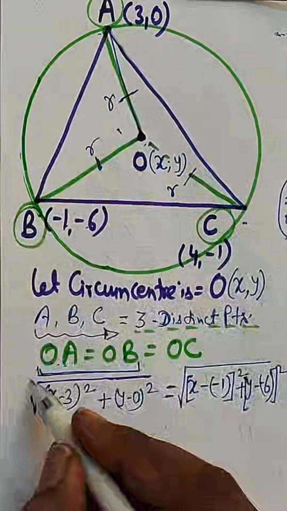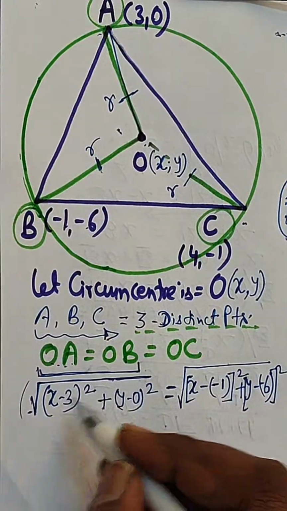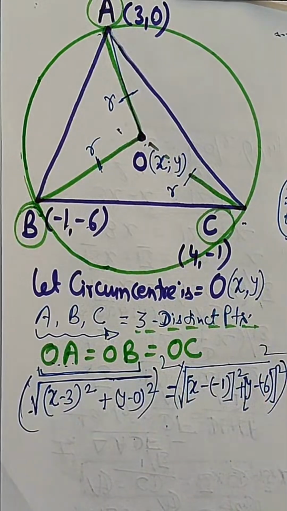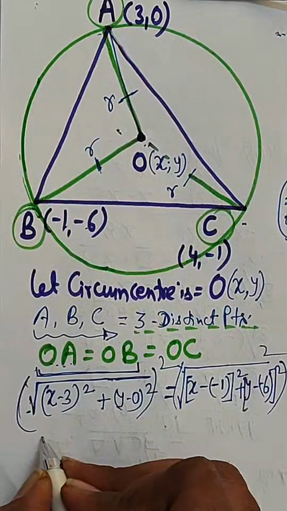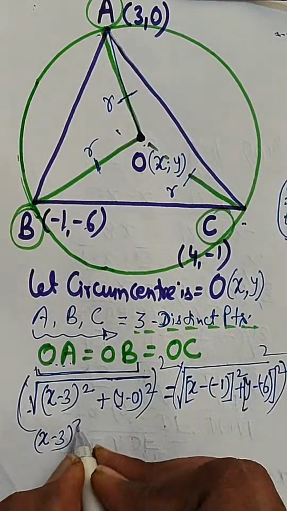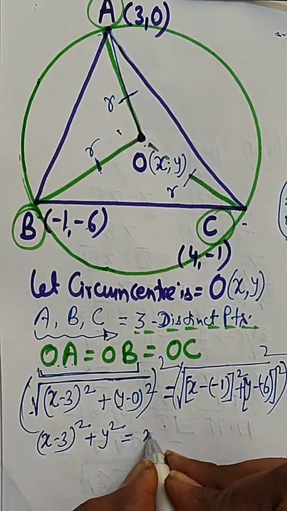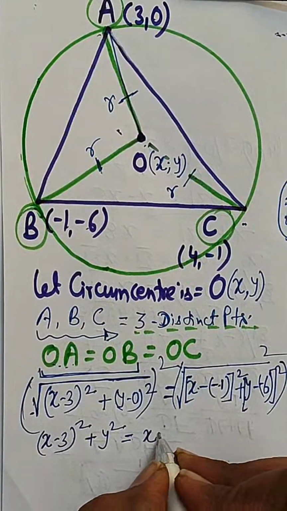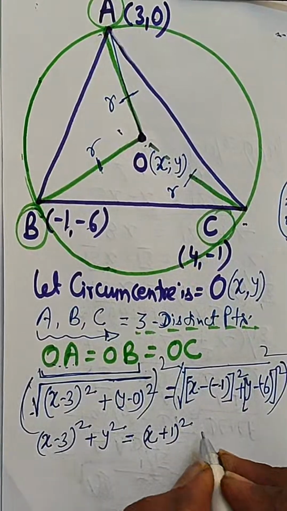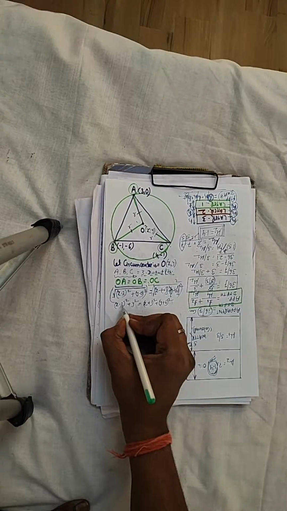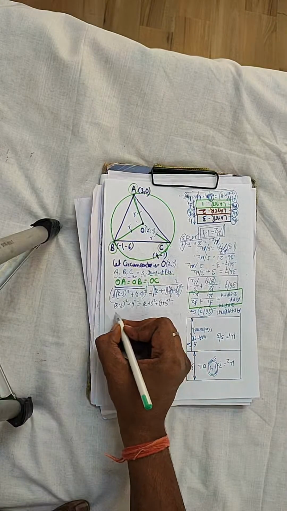Okay, just square both the sides and you can see the square root will be eliminated. When you square both the sides, the square root will be eliminated, and then we will have x minus 3 whole square plus y square on the LHS equal to x minus times minus, that will be plus. So x plus 1 whole square plus y plus 6 whole square, right? This will give you that equation. Now just simply expand using the formula for the square.